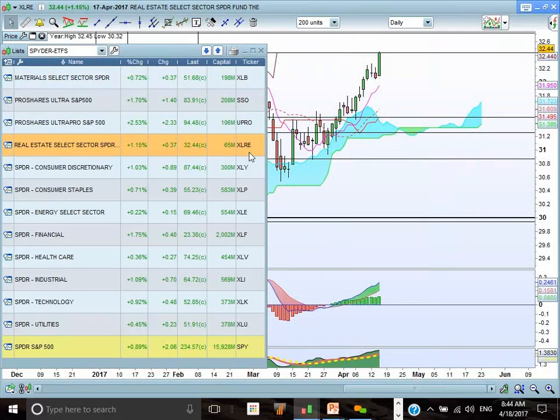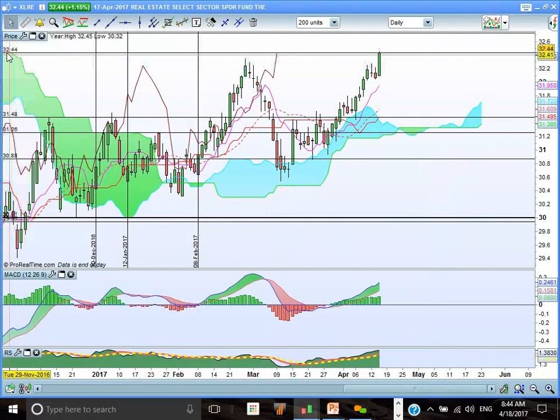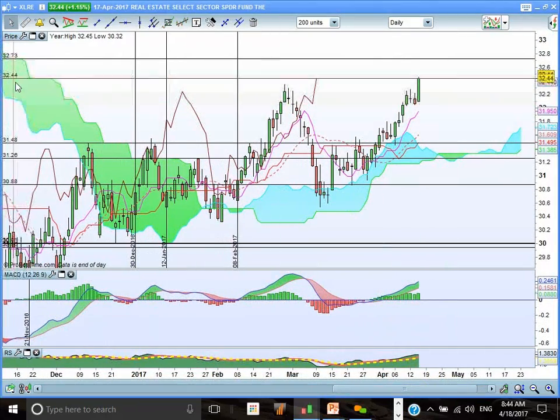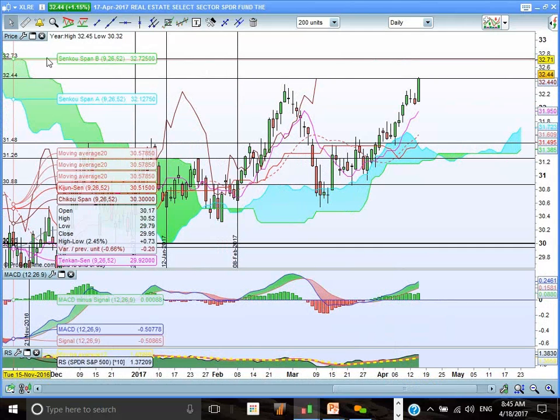Real estate, XLRE. A bit extended. We can see here we are fighting old cloud chart resistance, the top end of the cloud. So expect this market to consolidate somewhat. I'm watching very closely for a potential profit-taking MACD sell signal to come through. But watch these levels, 32.44 and 32.73, are the key resistance areas.